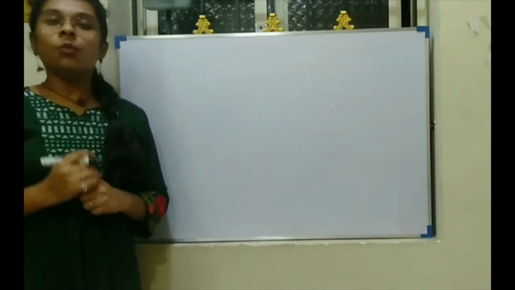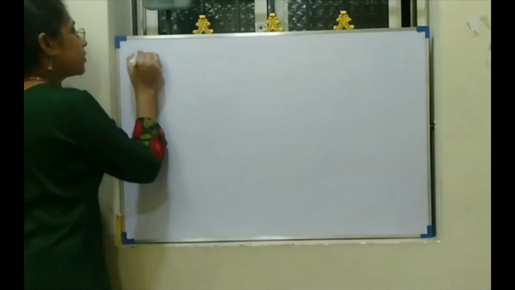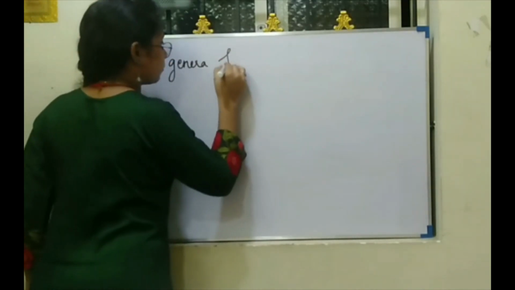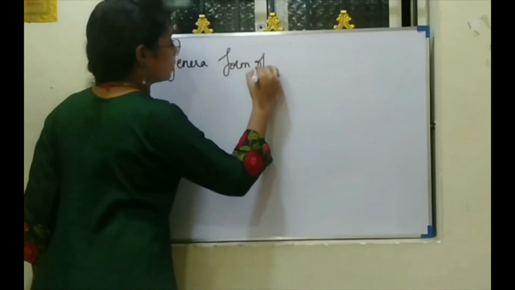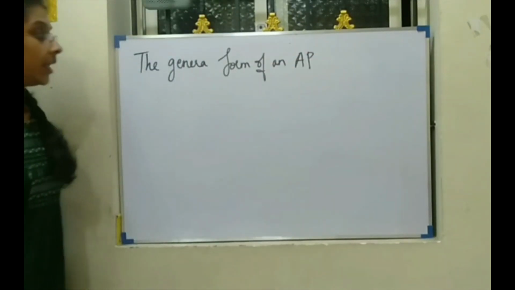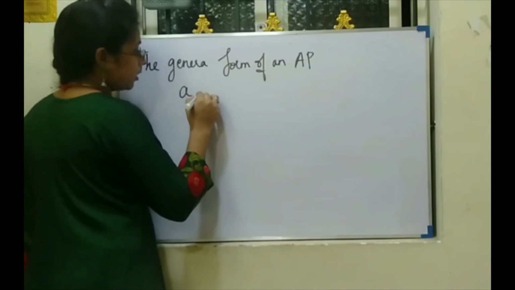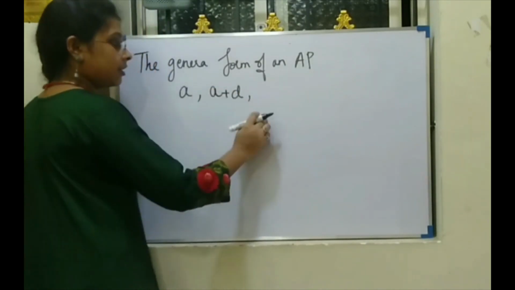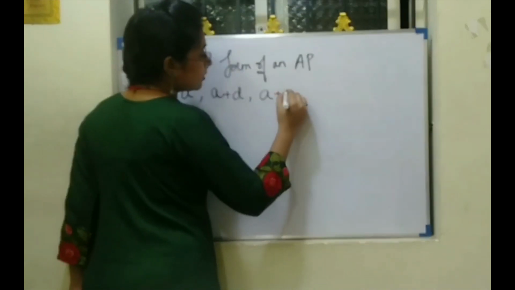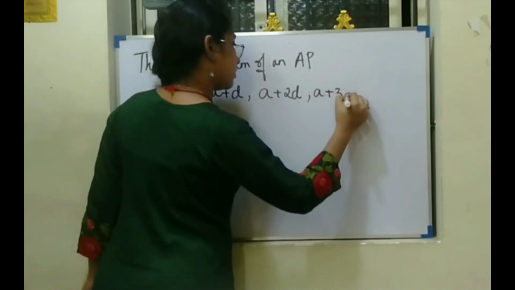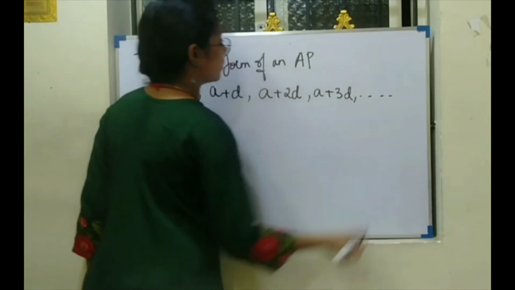Just for a recall, what is the general form of an AP? The general form of an AP is the first term a, the second term is a plus common difference d, and your third term will be a plus 2d, then your fourth term will be a plus 3d, and it goes on like that, right?